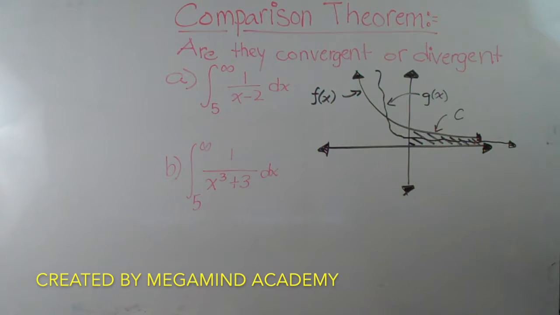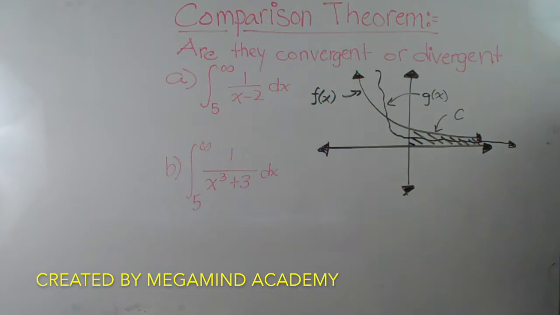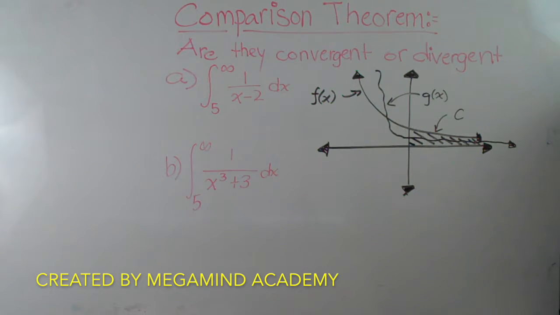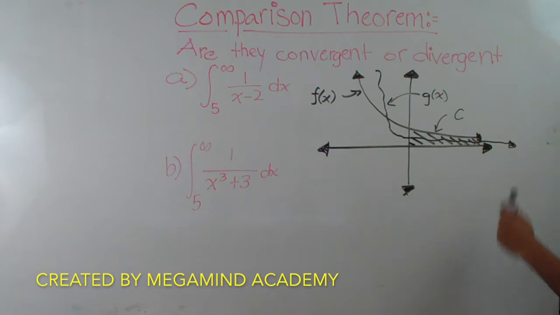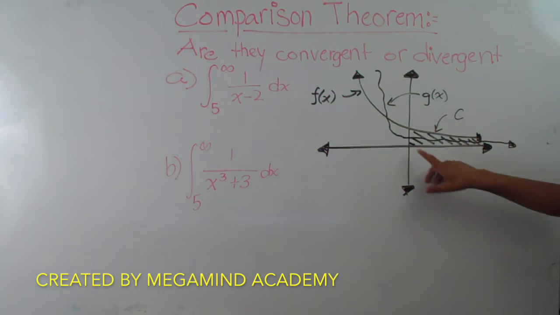Then that means that the area under g of x is equal to this total area under the curve minus the area between g of x and f of x. So basically the exact opposite of what we did in finding out if they were divergent. The area under the curve of g of x is equal to the total area we named c minus this area between g of x and f of x.